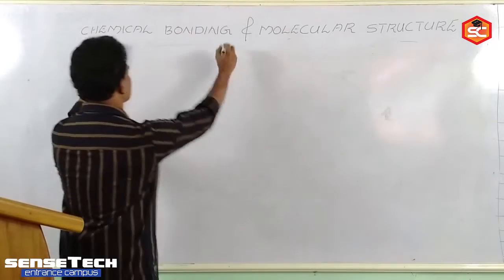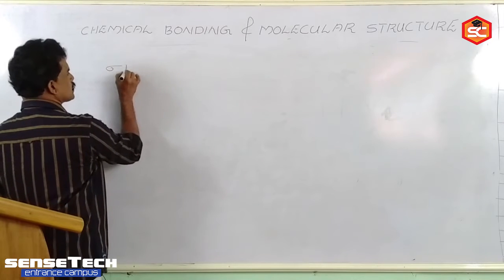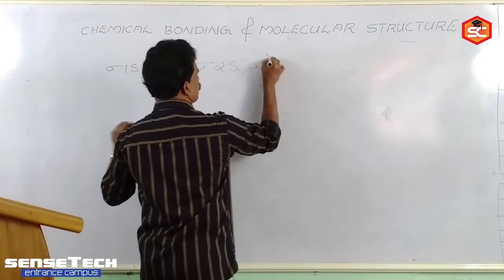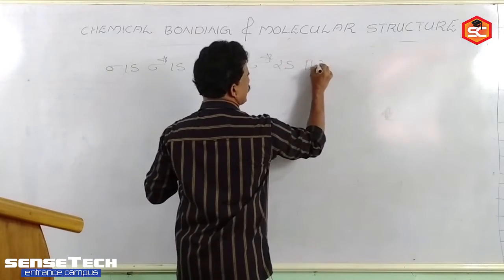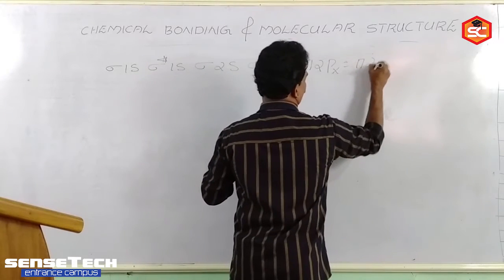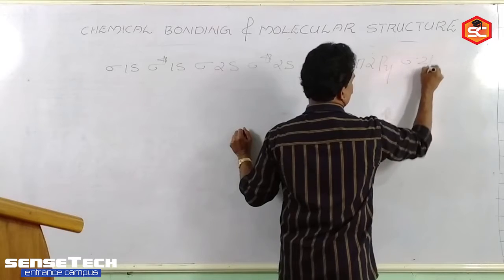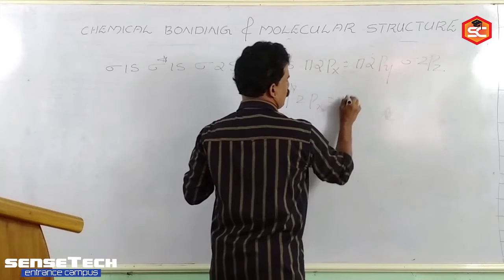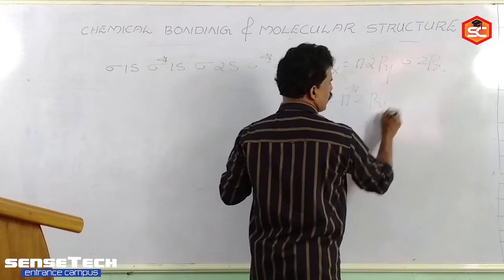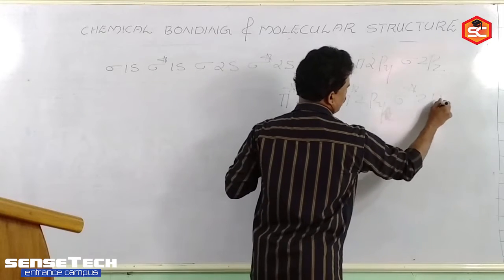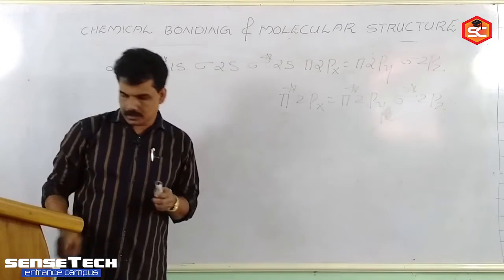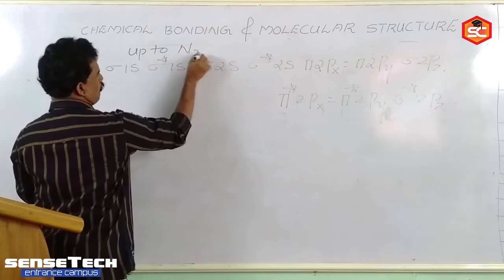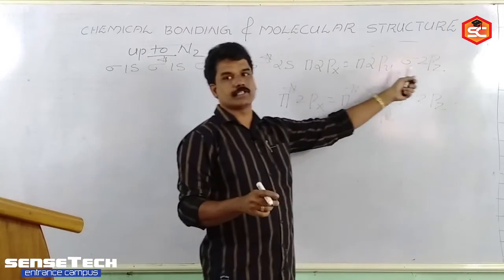So MO configuration, when you are writing on the basis of their energy level: sigma 1s and sigma star 1s, then sigma 2s and sigma star 2s, then pi 2px is equal to pi 2py, then sigma 2pz. Next one, pi star 2px is equal to pi star 2py, and finally sigma star 2pz. This is the MO configuration up to which element? Up to nitrogen, because up to nitrogen p orbital is not pairing.